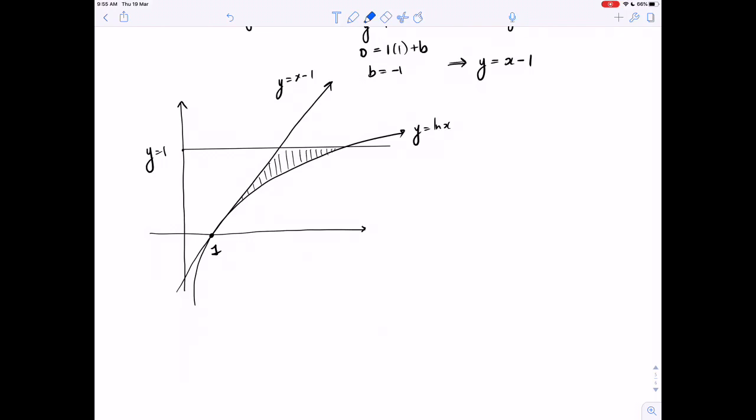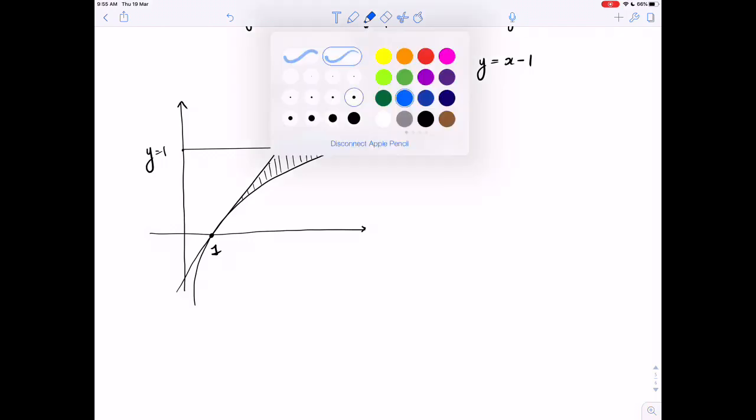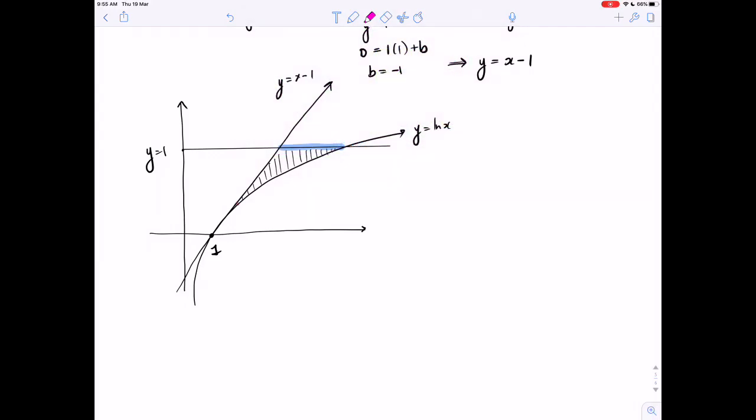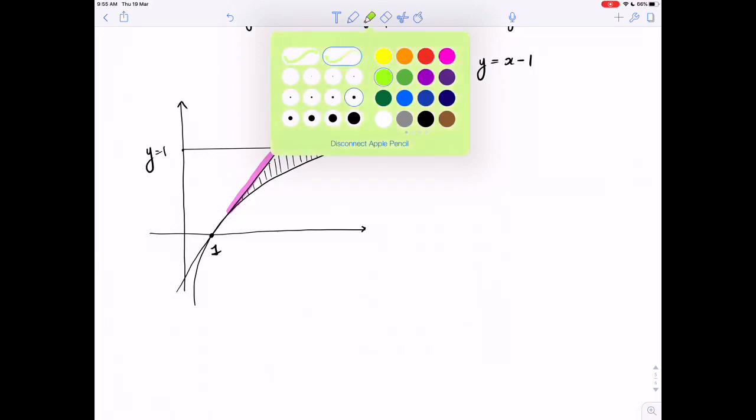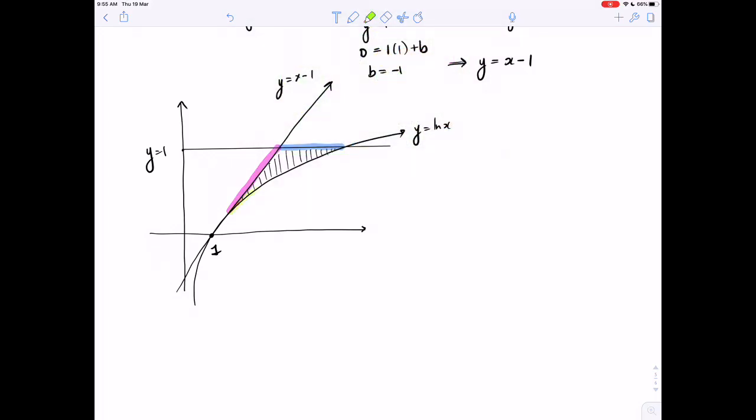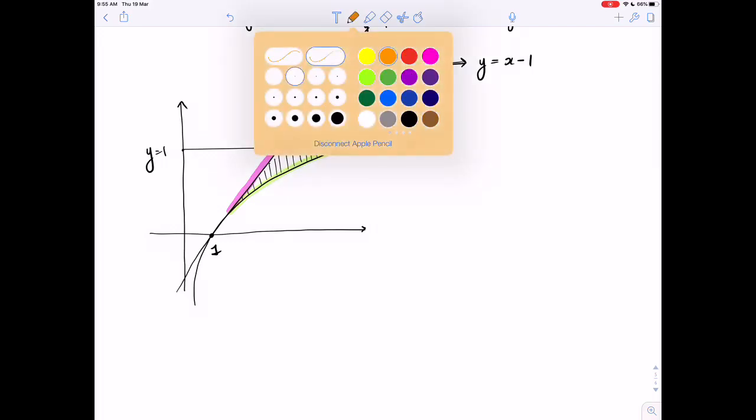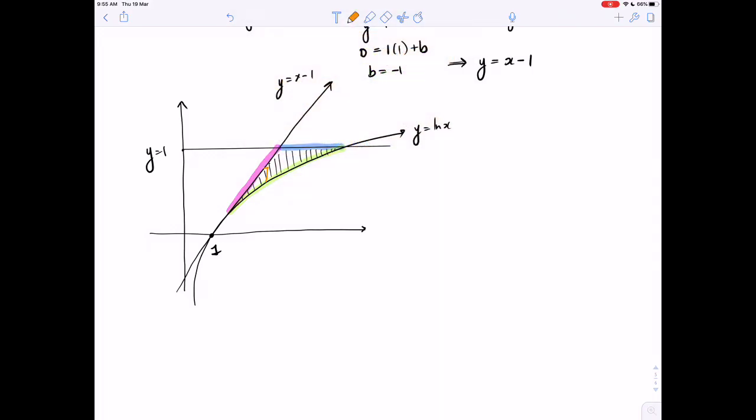And if we're paying attention to the region, we're going to notice that something happens part of the way along, and that is a shift in boundary curves. So what I mean by that is, if we imagine drawing our rectangles for Riemann sums in the left-hand part of the region, then those rectangles are going to go from the bottom curve, which is the logarithm, to the top curve, which is y is equal to x minus 1.